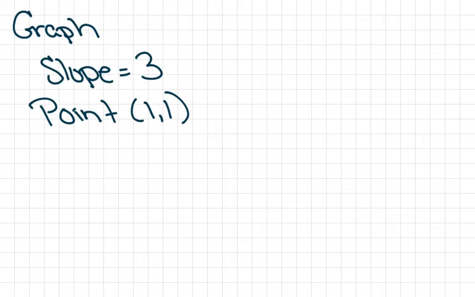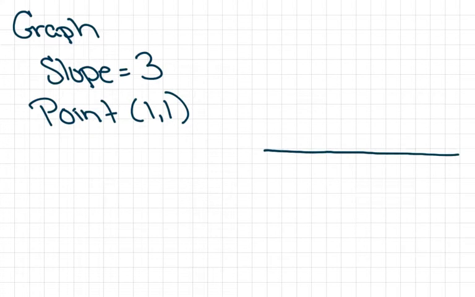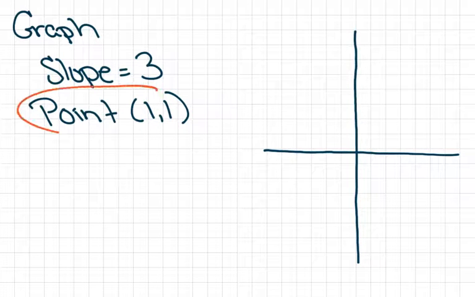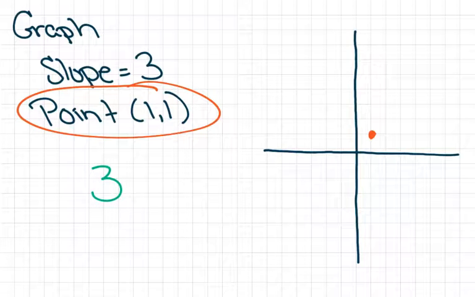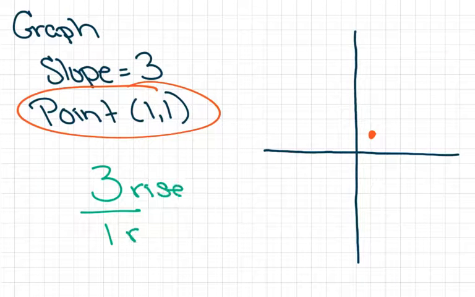All right, so they ask you, the first part of this is just a graph. So I'm going to go ahead and make myself a little 4-quadrant graph. And they gave us a point. So the first thing I'm going to go ahead and plot is that point 1, 1. I'm going to put a dot right there. And then they ask me to apply that slope of 3. Remember, if you have a slope that's a whole number, it's over top of 1. Since it's positive, I am going to rise, and then I'm going to run.